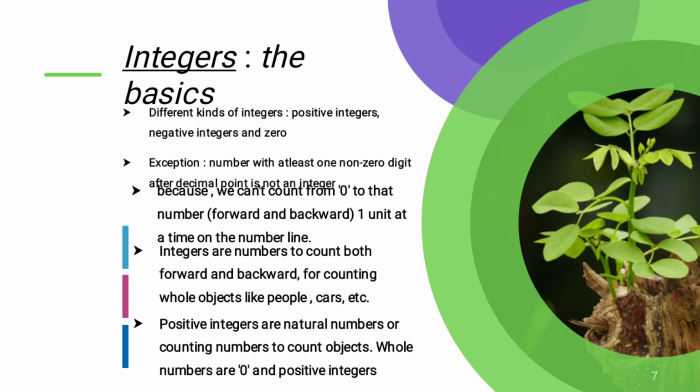Integers, the basics. There are different kinds of integers: positive integers, negative integers, and 0. Exception: a number with at least one non-zero digit after the decimal point is not an integer. That is, if we write 5.0, it is an integer. But if we write 5.01, if any digit other than 0 comes, it is not an integer.